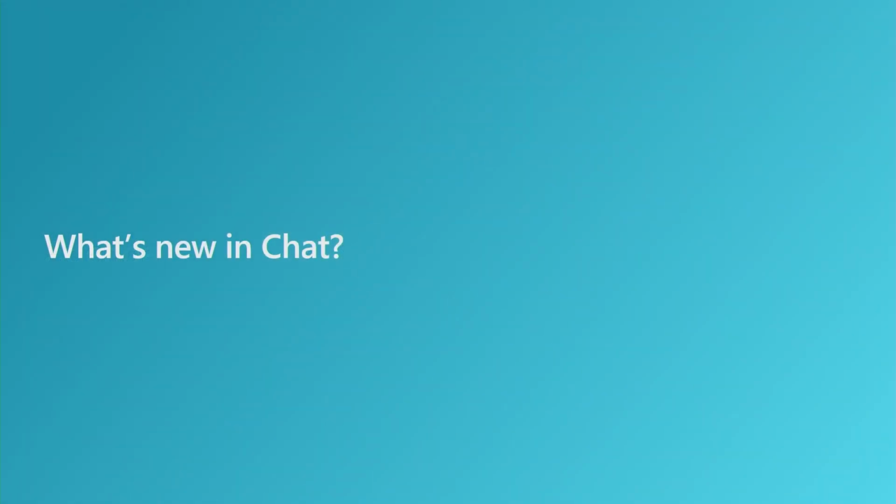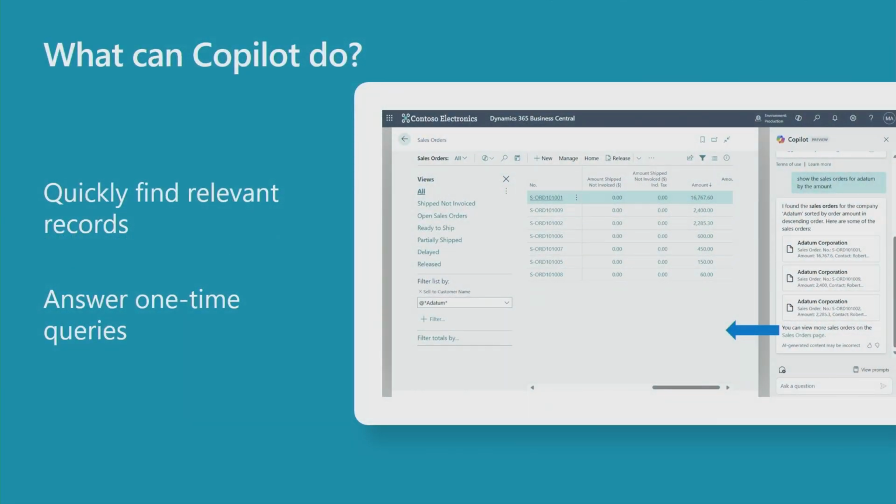So we'll dive into what's new. But to recap, there are mainly two capabilities that chat can do. The first is finding relevant records, and the other is looking into how to do business processes. Copilot is really nice at finding these records and doing things that are a one-time query instead of maybe saving a page view.